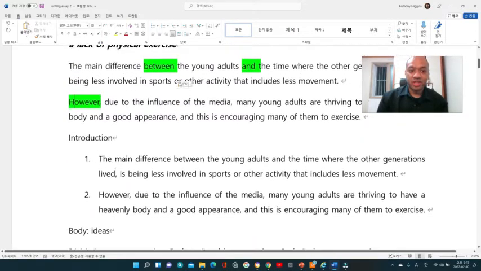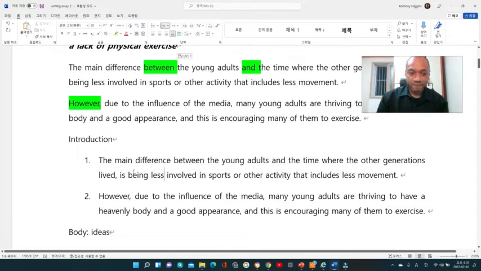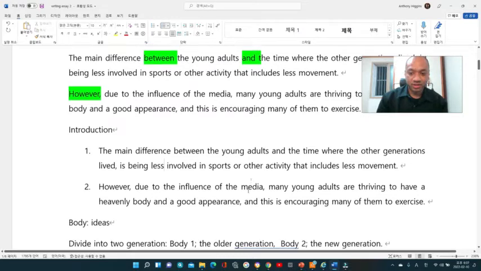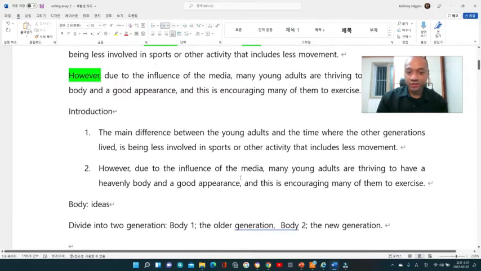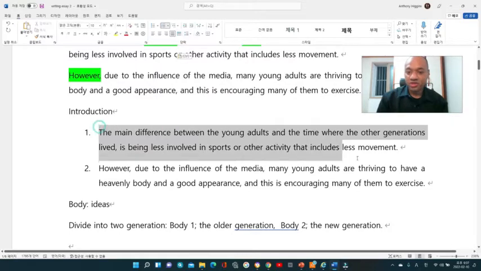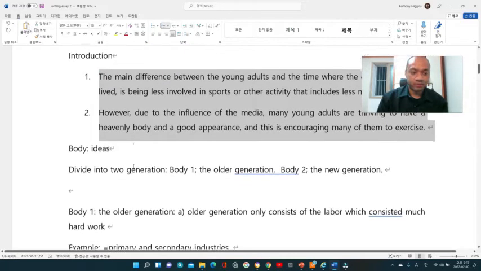So this is how the introduction is divided. The main difference between the young adults and the time where the older generations lived is being less involved in sports or other activity that includes less movement. However, due to the influence of the media, many young adults are striving to have a heavenly body and a good appearance. And this is encouraging many of them to exercise. So this is how I finish my introduction.